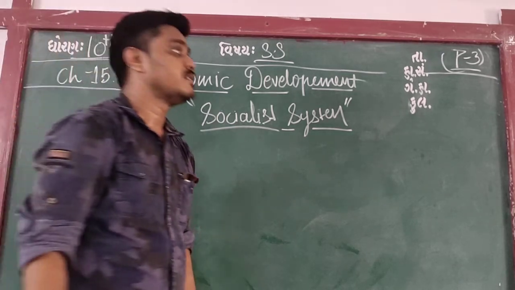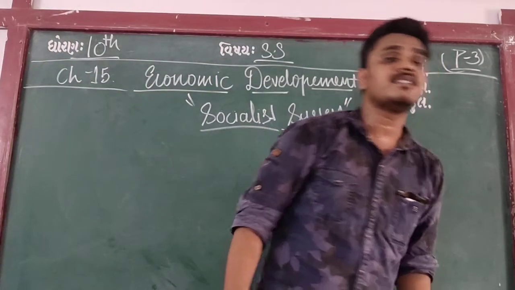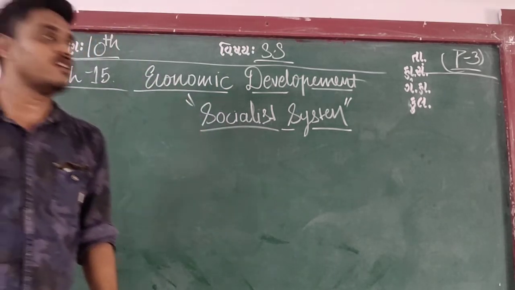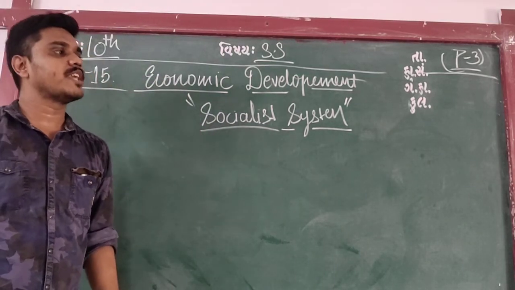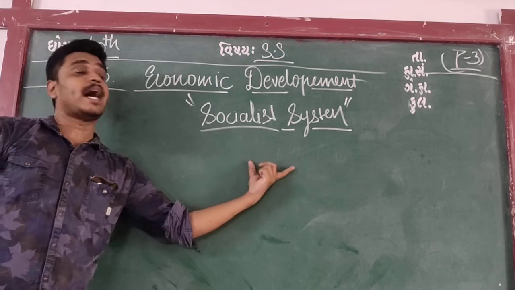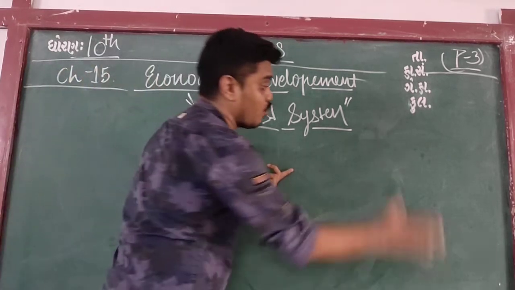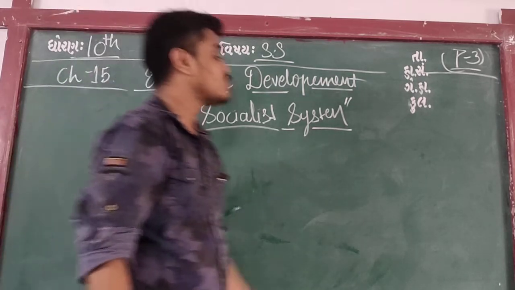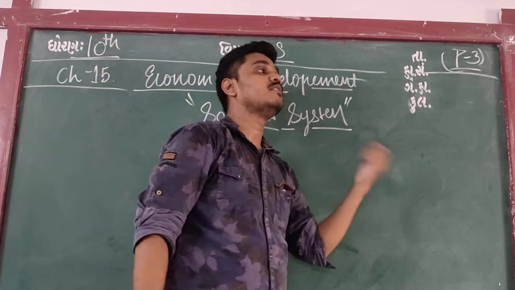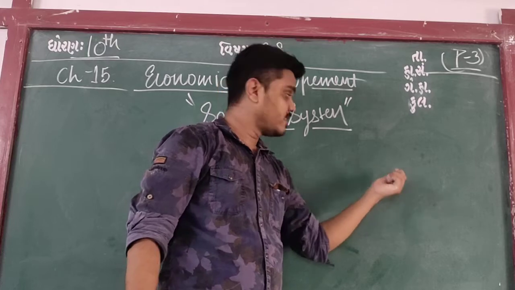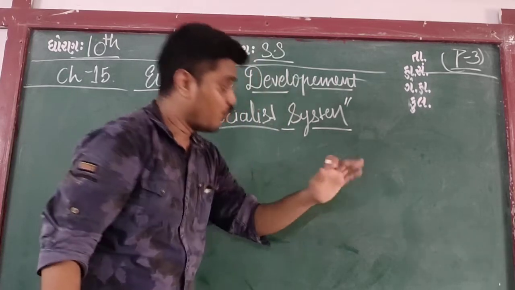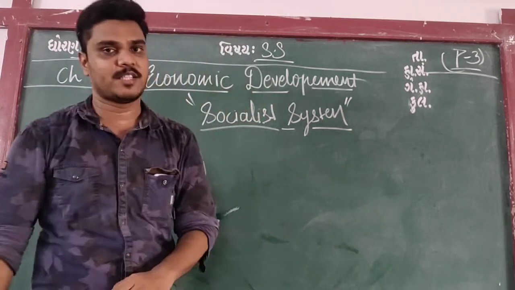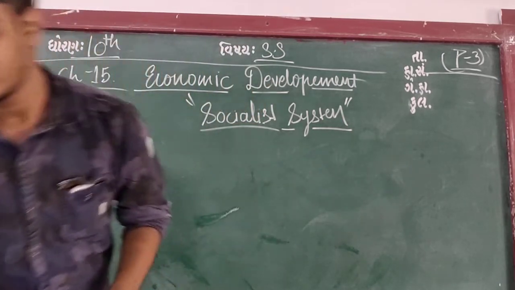Here, in the socialist system, laborers are paid on the basis of their work, on the return of their work. Here also, working hours are not necessary. Whether the work is completed or not is what matters. How many hours you have put in on that work is not necessary. Work completion is necessary, so laborers are paid on that basis. Got it?